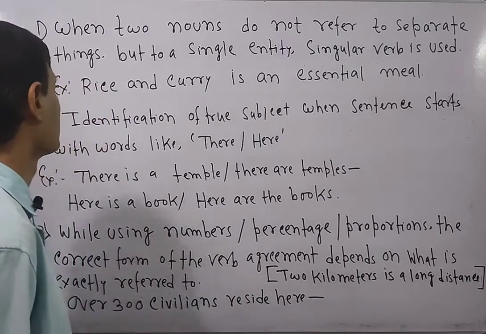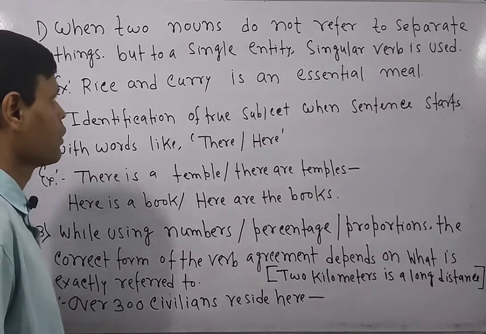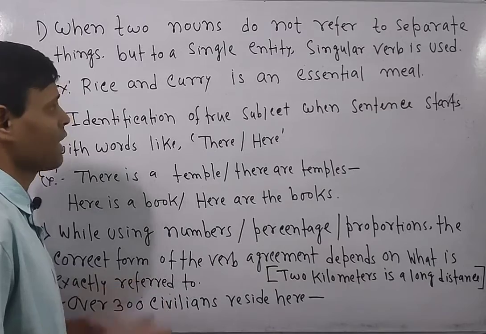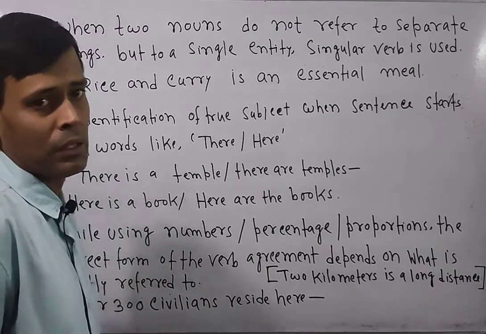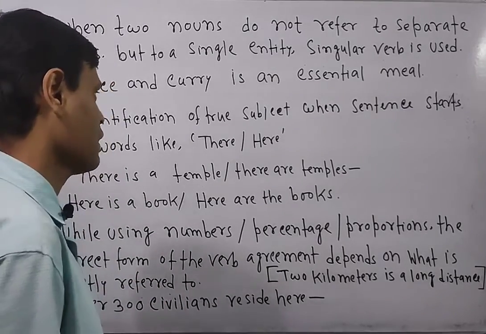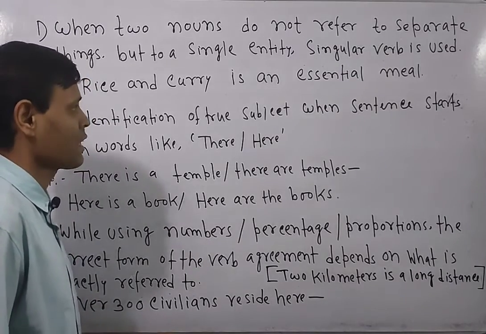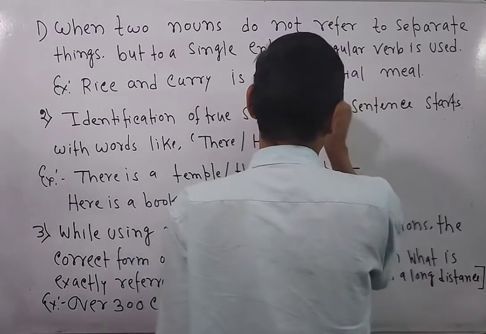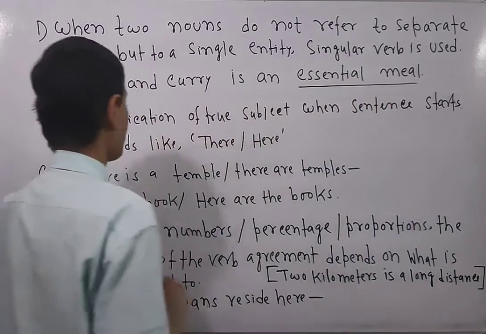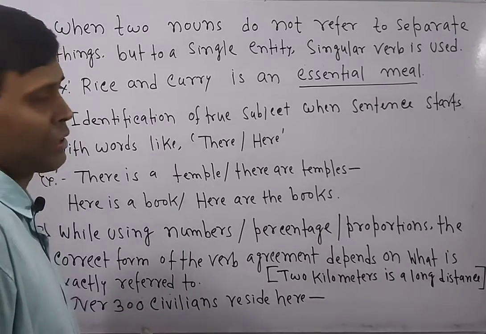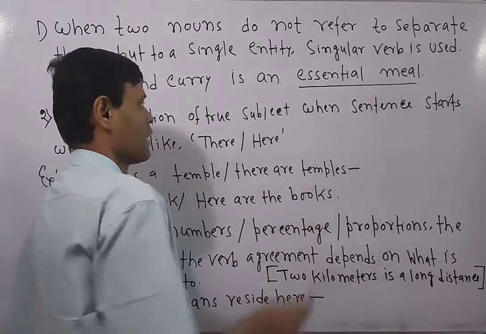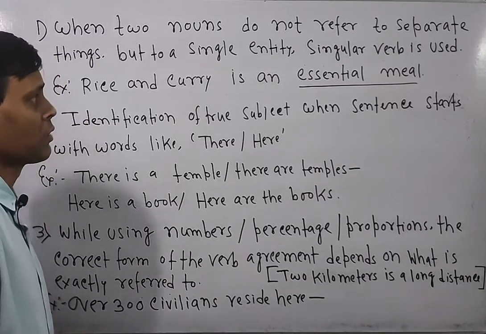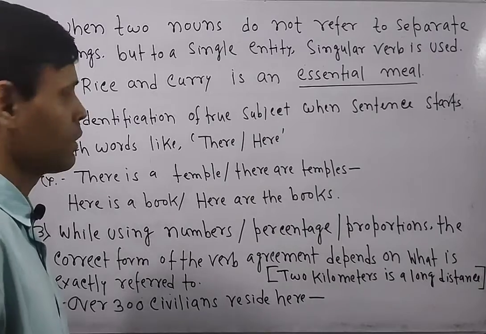Now look through the overall class. The first rule is going to say when two nouns do not refer to separate things but to a single entity, both mean the same purpose, both symbolize the same entity. For example, rice and curry is an essential part. So essential part, this is the single entity. Although rice and curry both are different from each other, both indicate the same entity, that is essential meal. So in this case a singular verb should always be used.